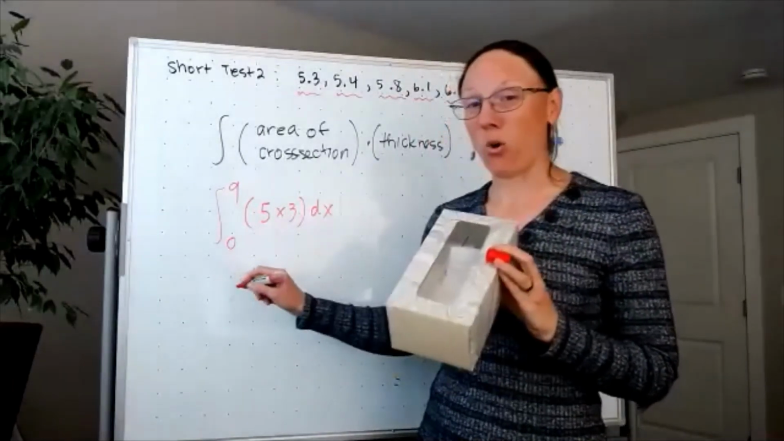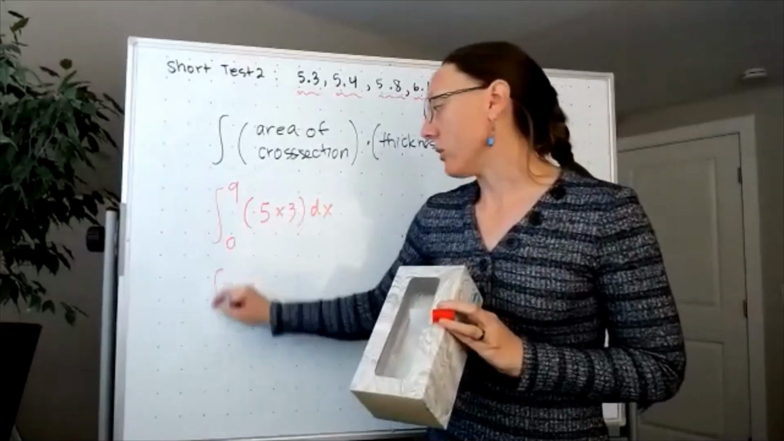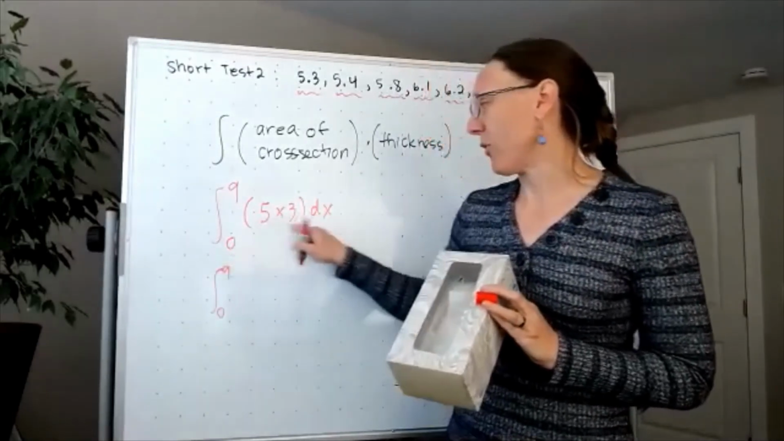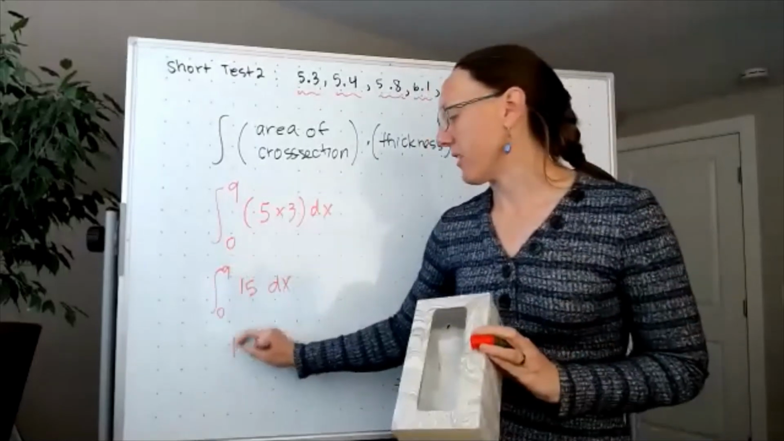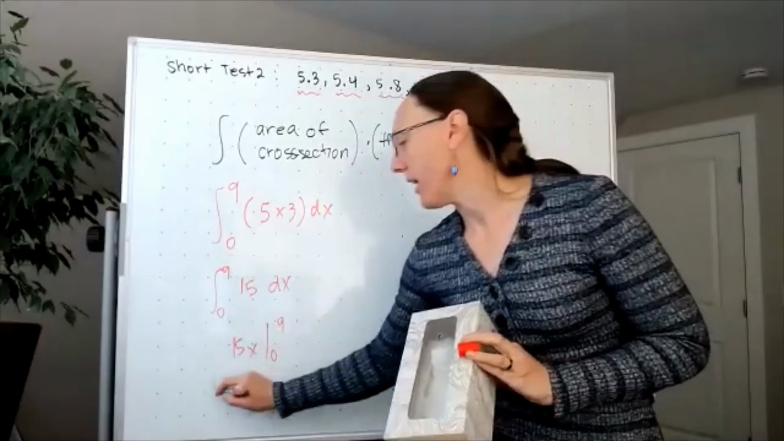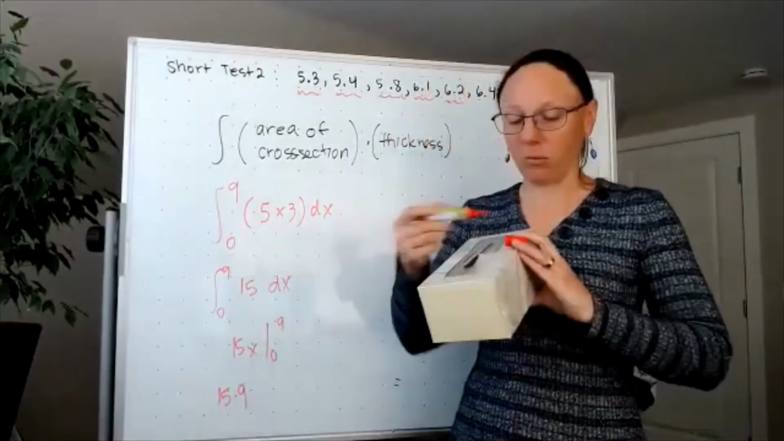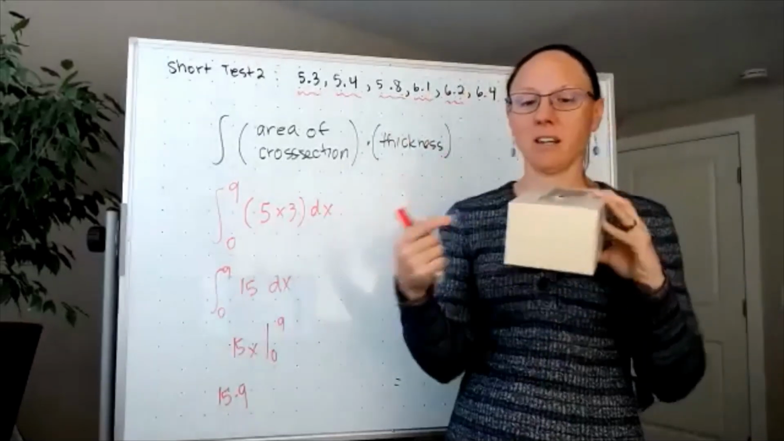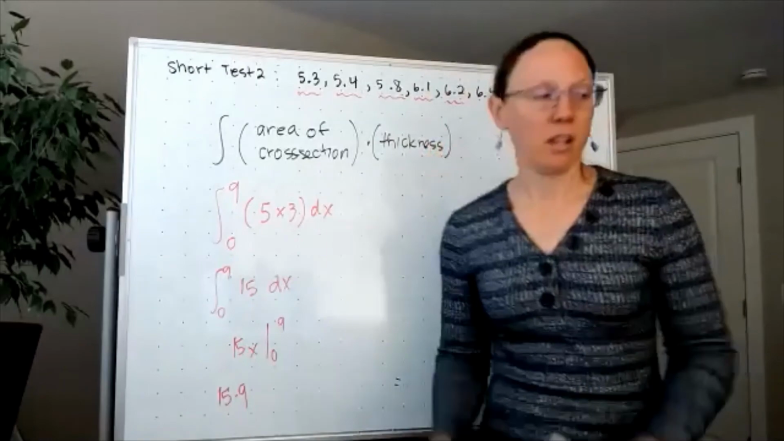This would be seriously overcomplicating finding the volume of my box of tissues, but we could do it this way. So 5 by 3, that's 15 dx. So I'd find the antiderivative and get 15x, take that from 0 to 9, and I have 15 times 9, which, fun fact, is exactly what we would get if we just did 5 times 3 times 9.